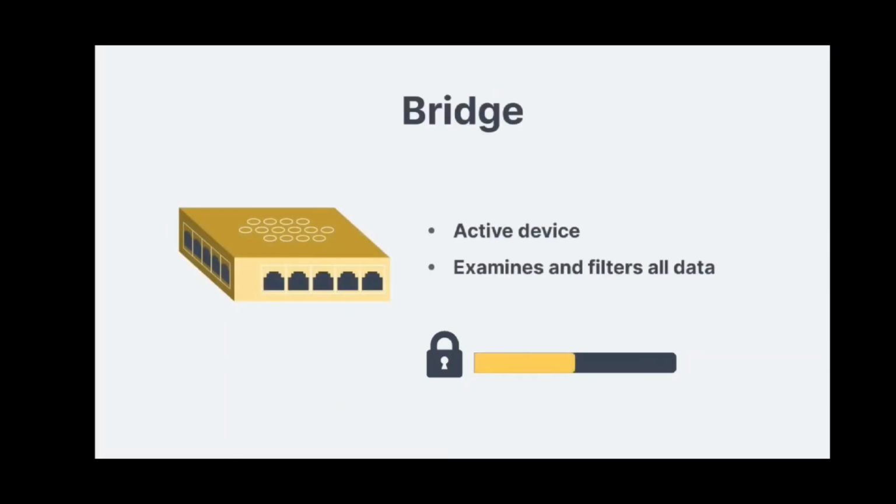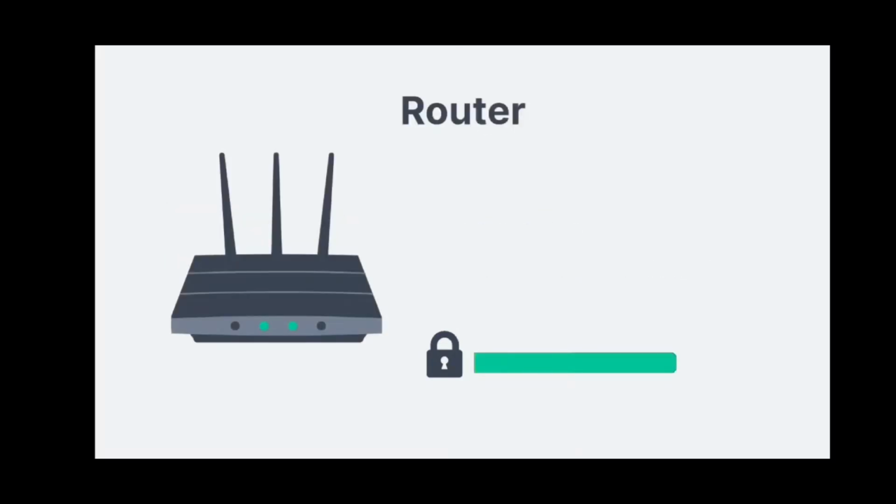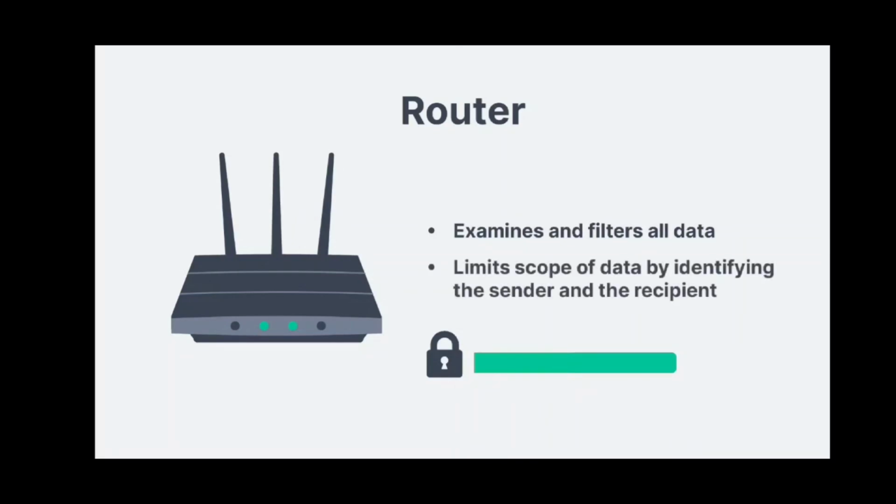The network bridge is more active and examines all of the data that is being sent, filters it, and allows for greater management of communication on a network by its users. Both hubs and bridges can only connect devices on the same network. Most healthcare facilities will be using a network router, which not only examines and filters all the data it receives, it also improves security by limiting the scope of the data and identifies the sender and the recipients. Routers can not only be used on a very large network, but it can also connect devices on different networks.